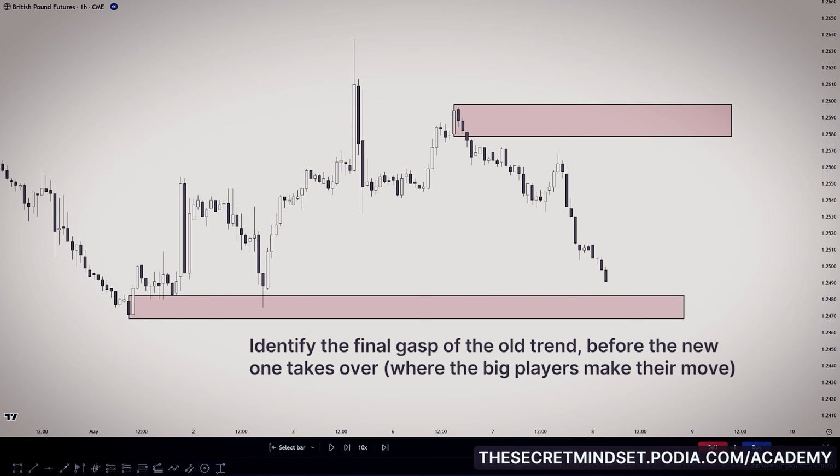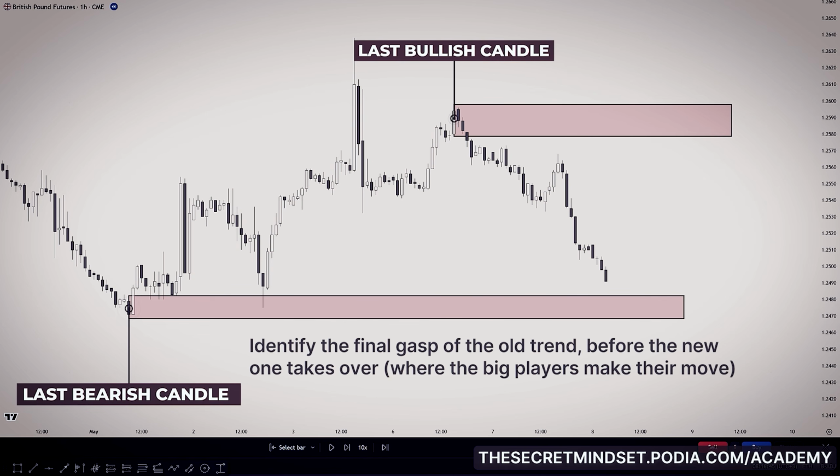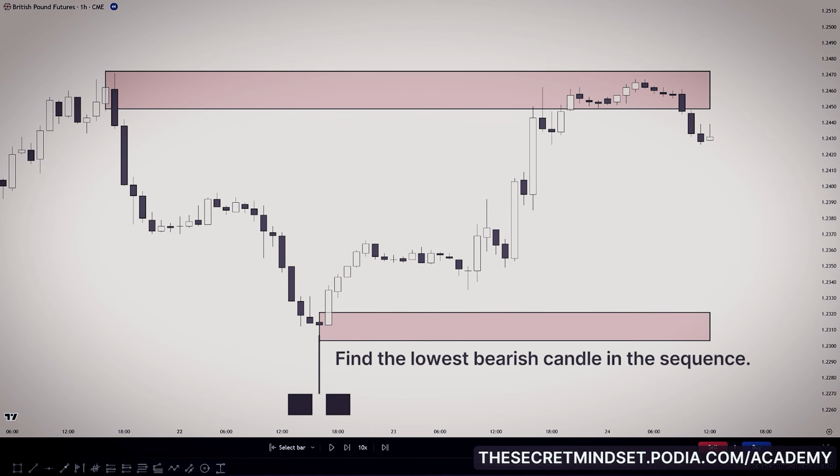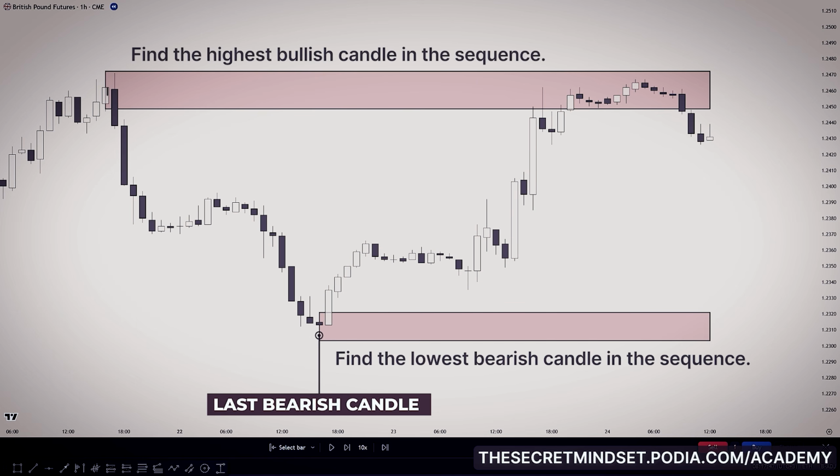This is where the big players make their move. You're looking for the last candle before the reversal. In a bullish scenario, it's often the last red candle before a string of green ones. For bearish setups, it's the last green one before the red candles take over. So for a bullish order block, we are looking at a down candle, but not just any down candle. We want the lowest red candle in the sequence. For a bearish order block, it's the highest green candle. These are our signal flares. They tell us where the action is happening.